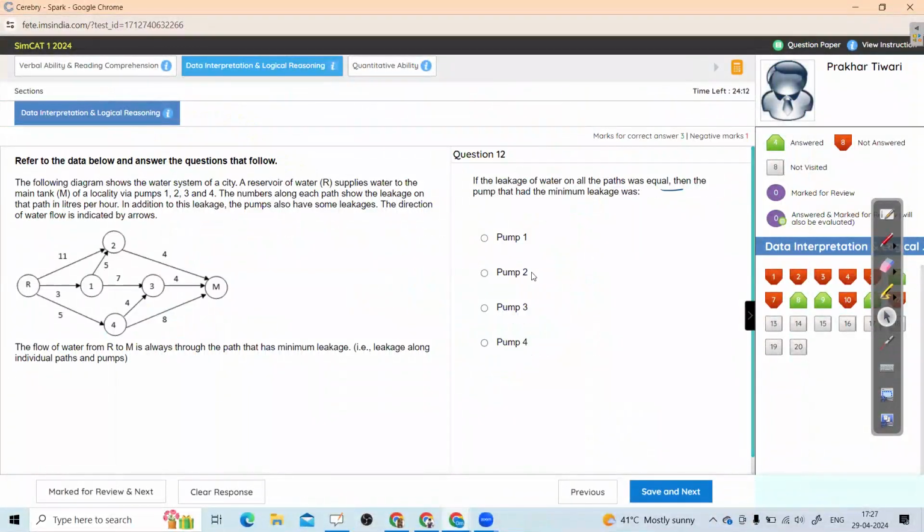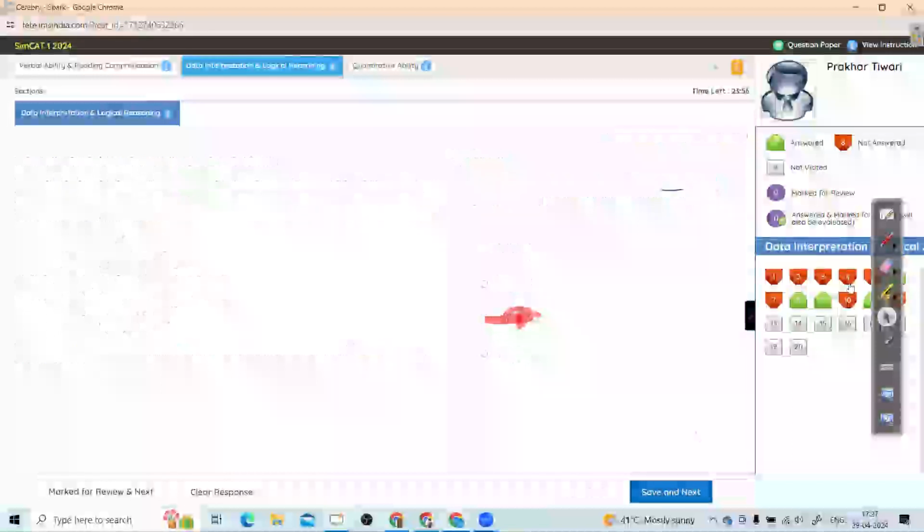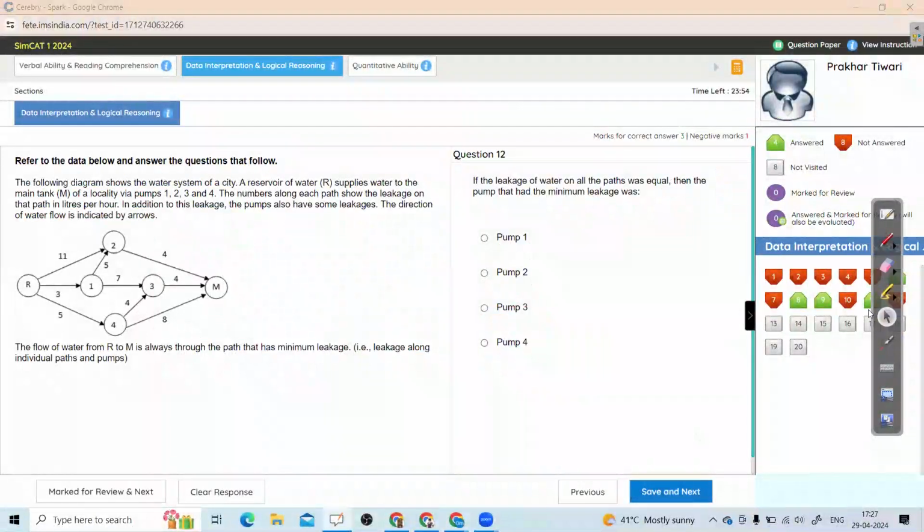Approximately 30 to 40 seconds. Okay. If the leakage of water on all the paths are equal, then which pump has the minimum leakage? Exact same question as the previous. So minimum in which one? In the third tank, 0, you can spot. I hope you can spot the minimum is at this particular point, this particular pump I mean. So a question connected to the same. Pump 3 is the answer.